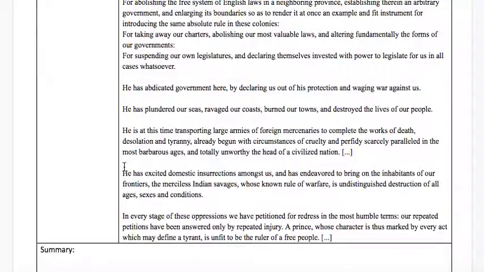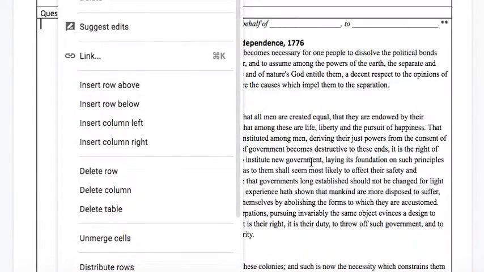All right, let's hop down real quick to this one. He has excited domestic insurrections among us, and has endeavored to bring on the inhabitants of our frontiers, the merciless Indian savages, whose known rule of warfare is undistinguished destruction of all ages, sexes, and conditions. Okay, so over here in the corner, let's put, he has made our native situation worse. If you are confused as to who he is, I'll give you a small refresher. They're referencing King George III.